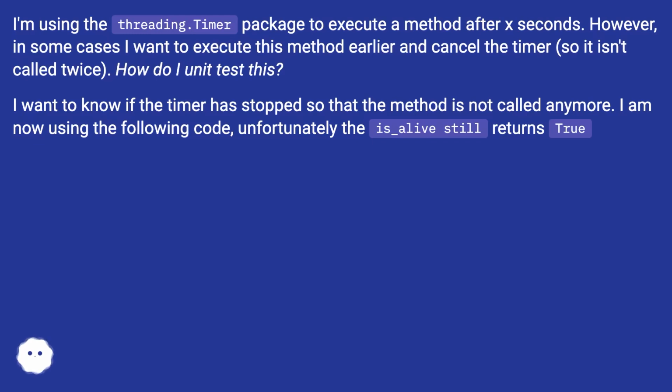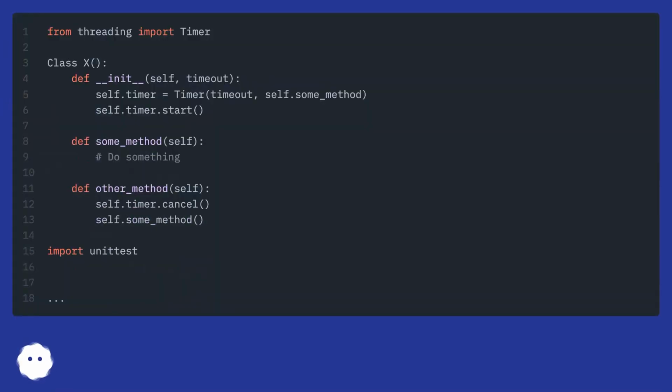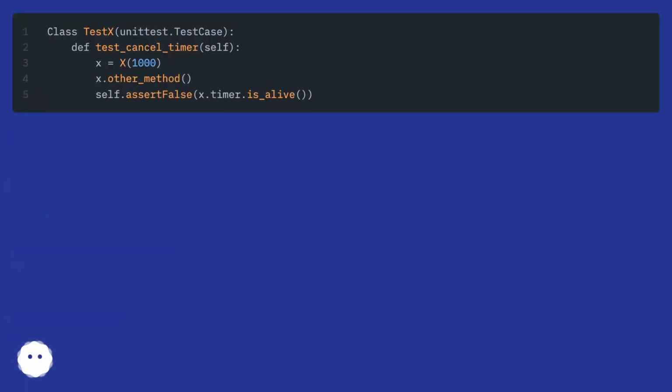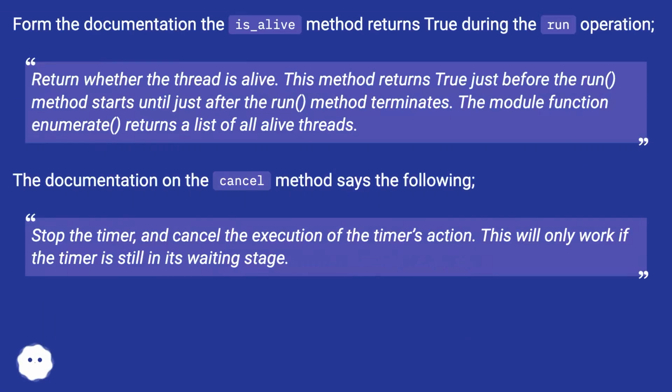I am now using the following code. Unfortunately, is_alive still returns true. From the documentation: the is_alive method returns whether the thread is alive. This method returns true just before the run method starts until just after the run method terminates.